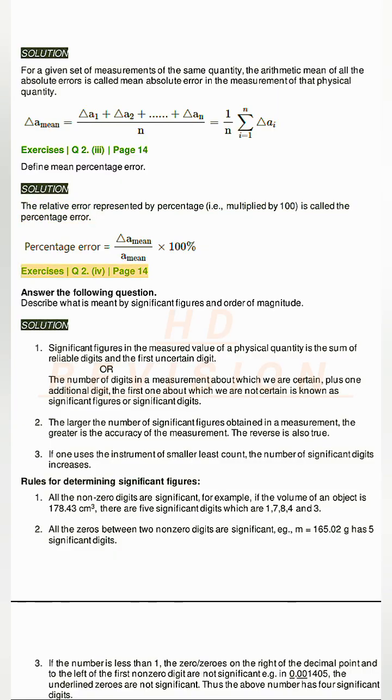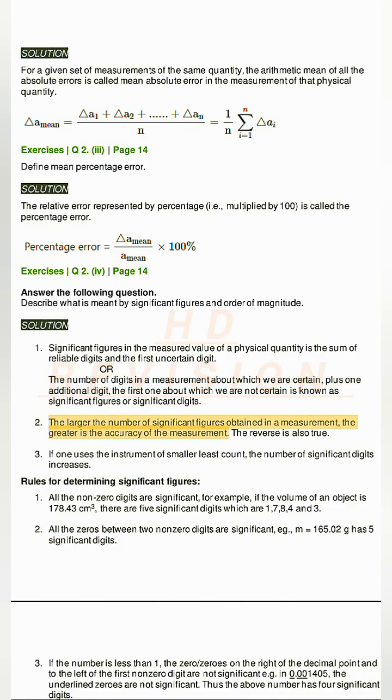Exercises Q2, IV, page 14. Answer the following question. Describe what is meant by significant figures and order of magnitude. Solution. 1. Significant figures in the measured value of a physical quantity is the sum of reliable digits and the first uncertain digit. They are the number of digits in a measurement about which we are certain, plus one additional digit, the first one about which we are not certain. These are known as significant figures or significant digits.